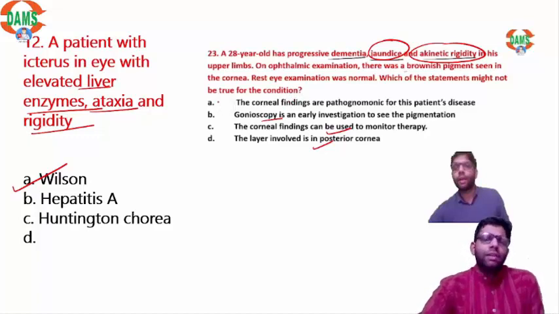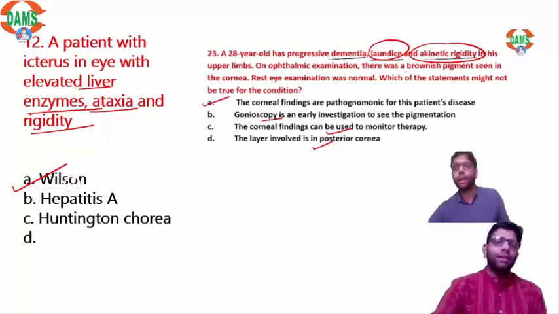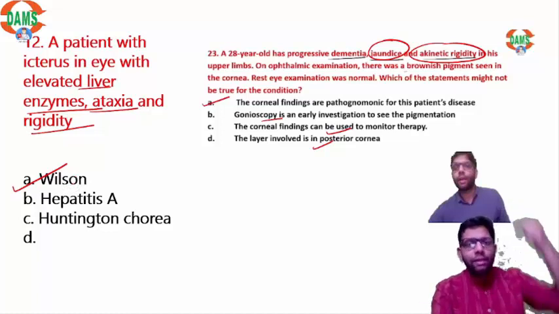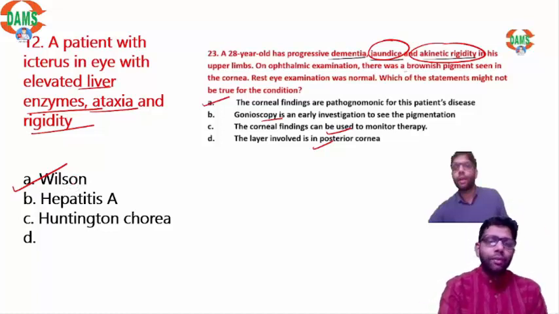So here in my T&D the answer was A, and here in your exam the answer was also A, that is Wilson's disease. Basal ganglia, liver and eyes are involved in Wilson's disease.